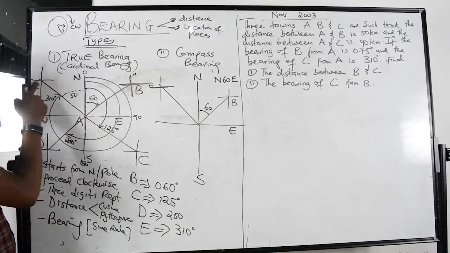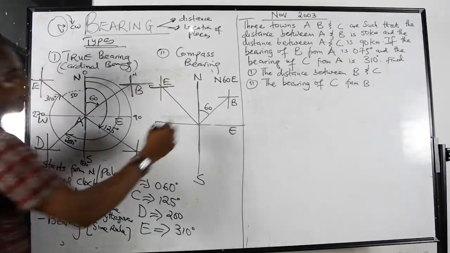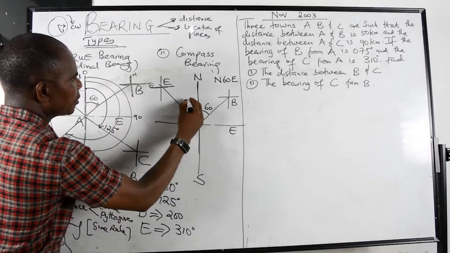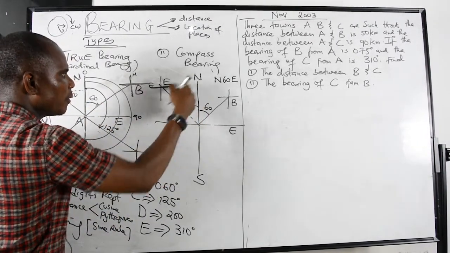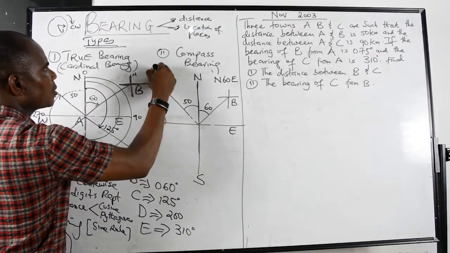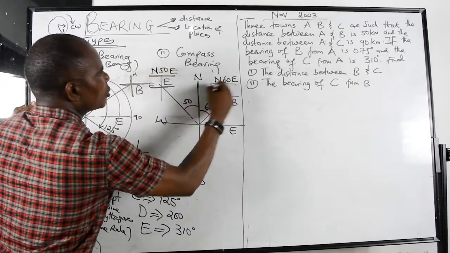So I'm trying to locate point E again in the compass bearing situation. Now I'm moving this way there. This is 50 degrees, but I'm not moving 50 degrees towards the west. So if I want to locate this, it becomes north 50 degrees towards the east. So watch this position and watch this position.